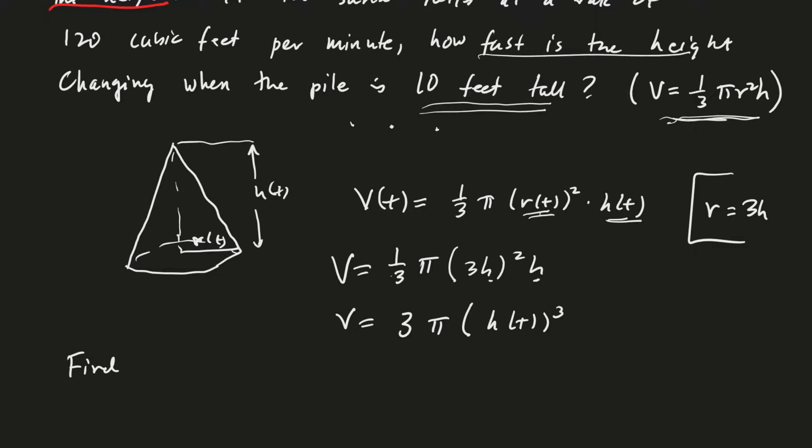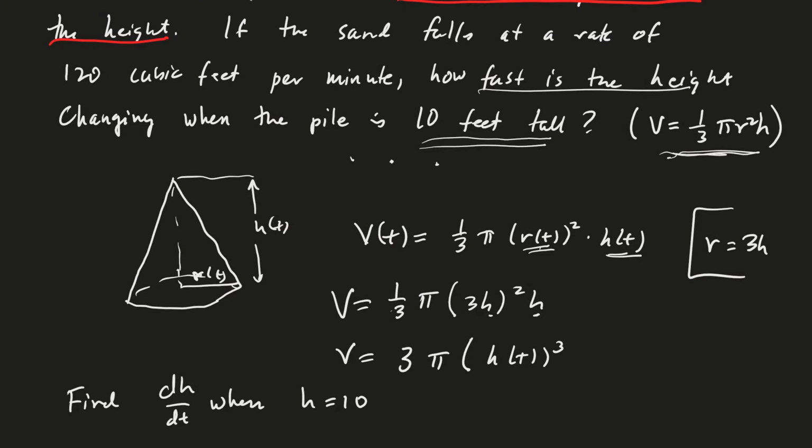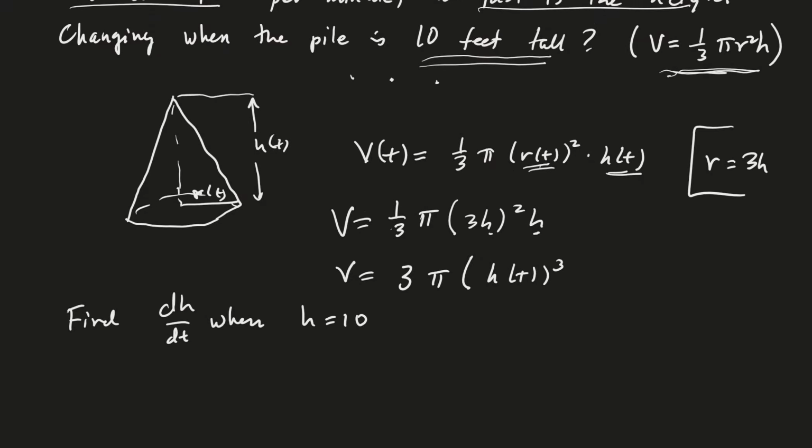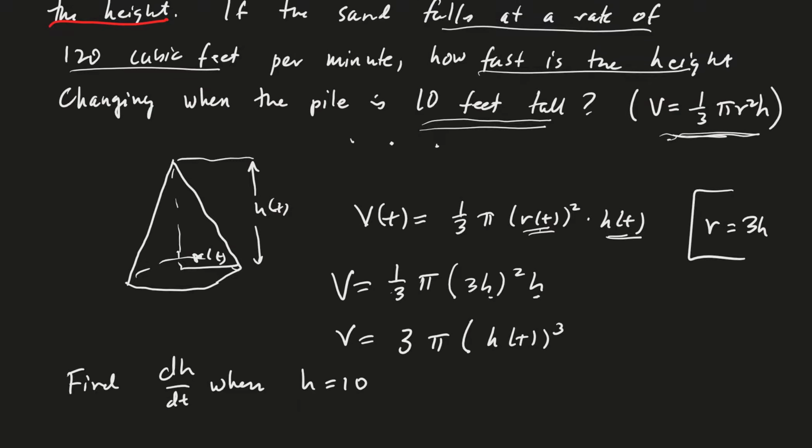Now what we want to do is find how fast the height is changing. So find dh over dt when h is equal to 10. Do we know anything else? The sand is falling at a rate of 120 cubic feet per minute. How would you translate that piece of information? I think that is the change in the volume. So dV over dt is going to be 120 cubic feet per minute. And that is positive, because the volume is increasing. Good.